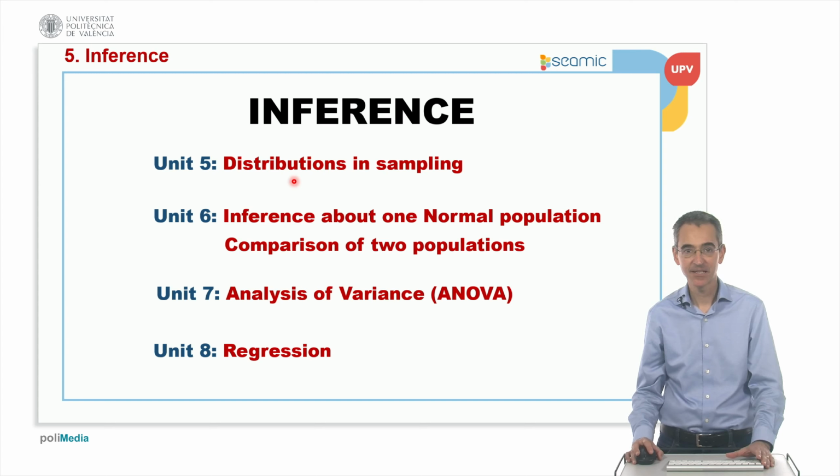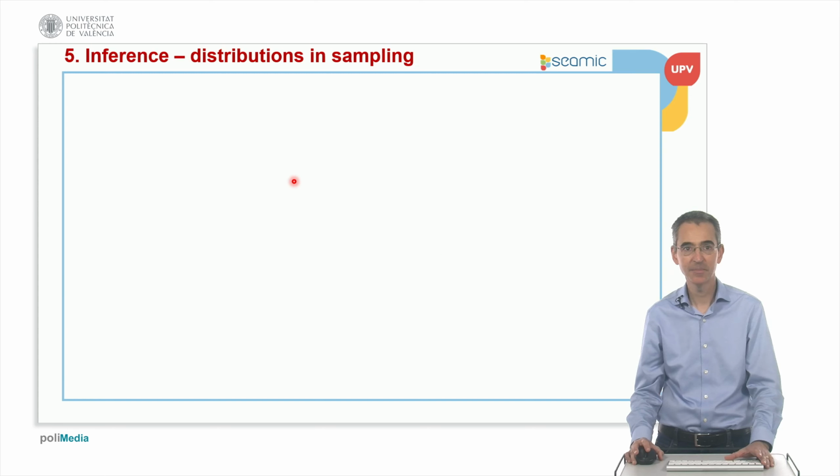Then in Unit 6, we'll talk about inference in one normal population and also comparison of two normal populations. Next, in Unit 7, we will explain analysis of variance, which is called ANOVA. And finally, in the last unit, it will be about linear regression. Good. So, about distributions in sampling.